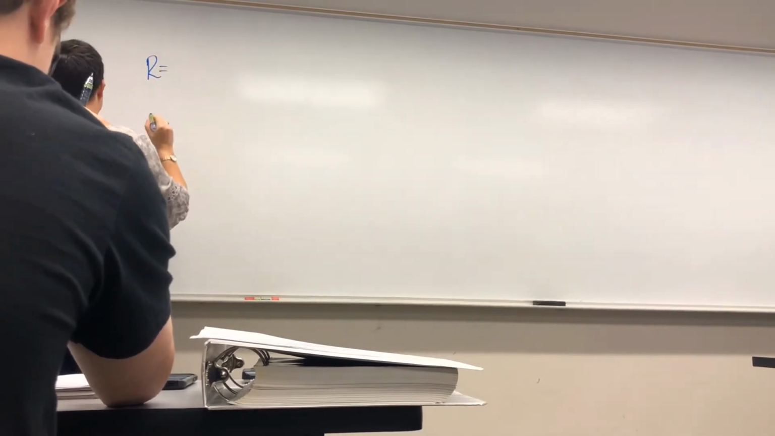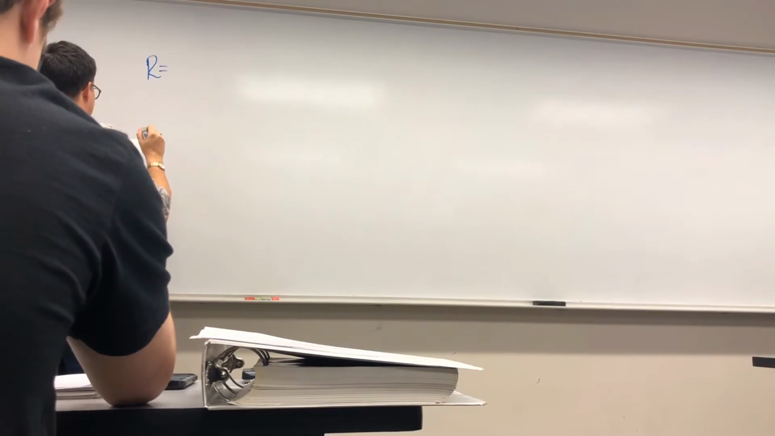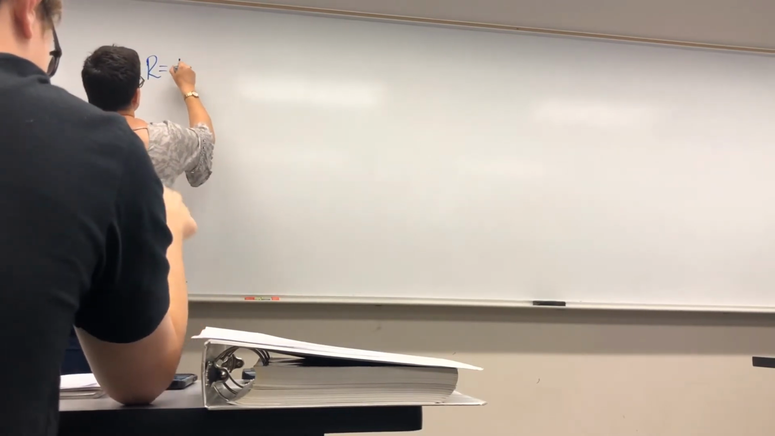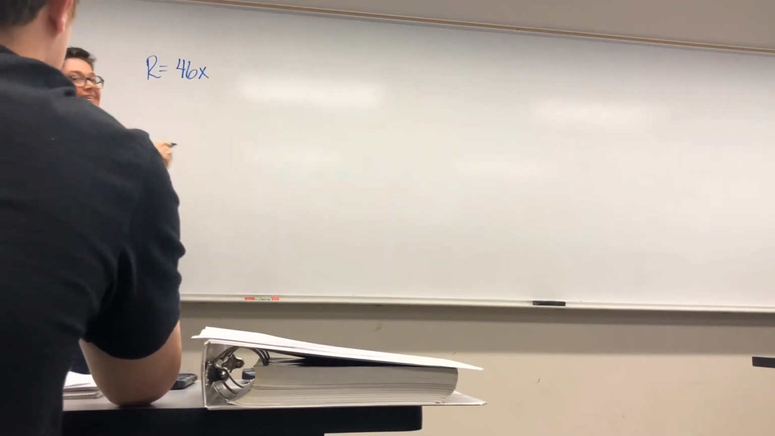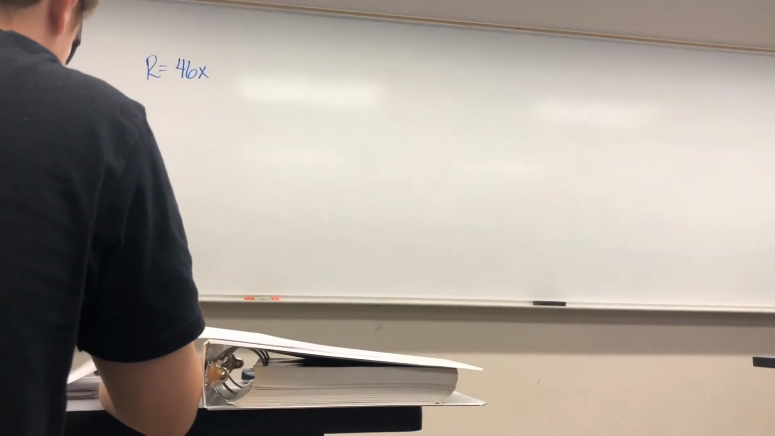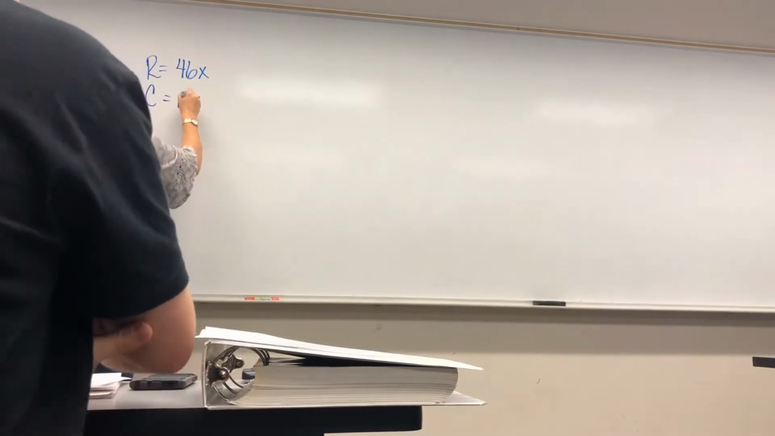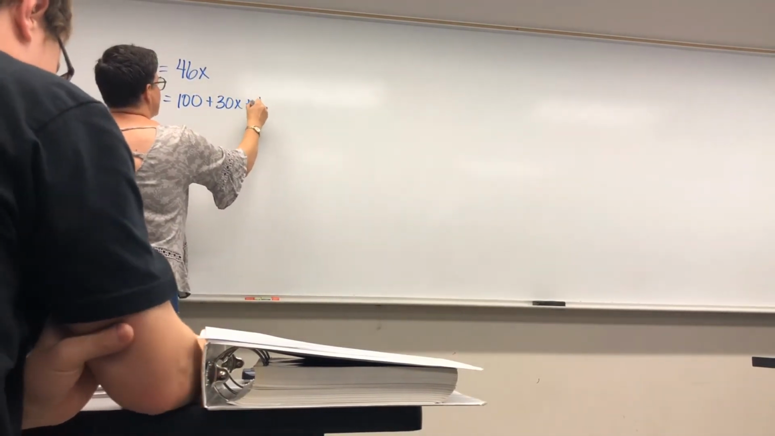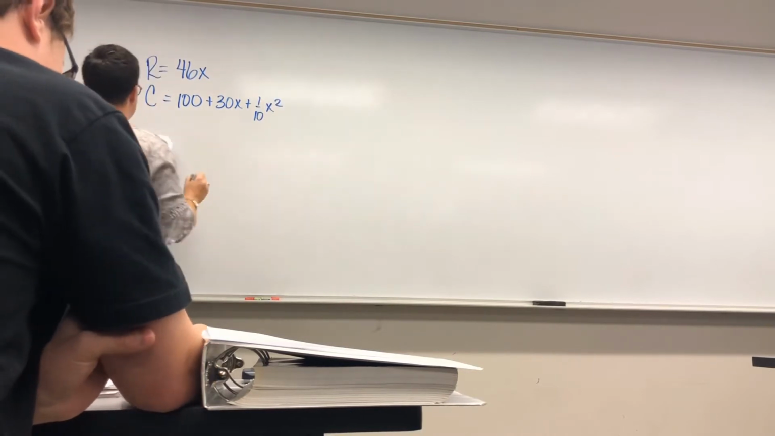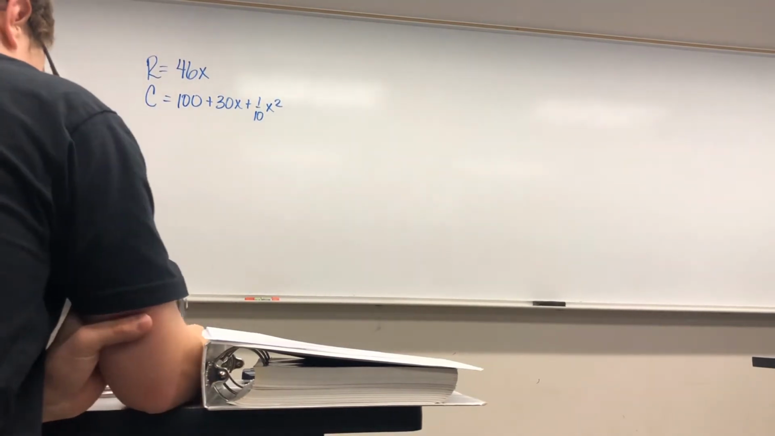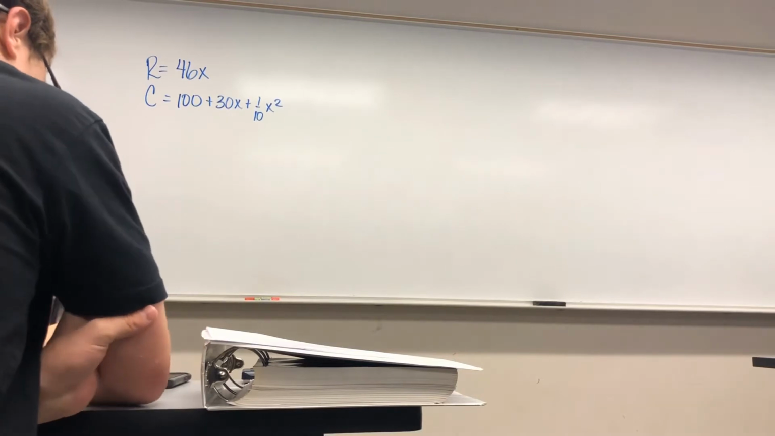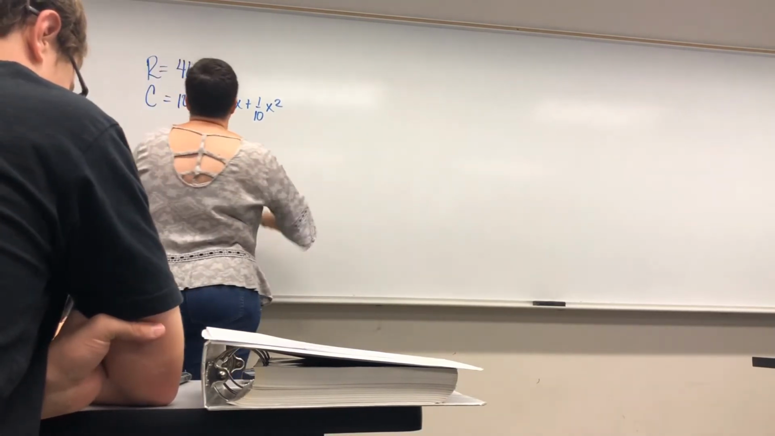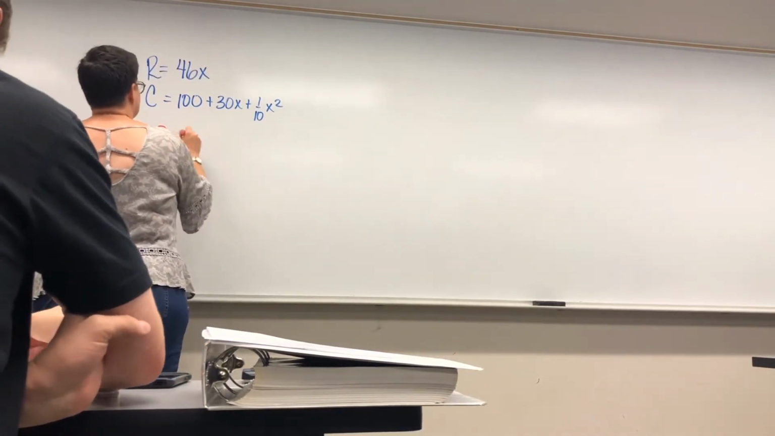Revenue, that's an expensive muffin, $46. Wow, 46X. What? They're made out of gold. Yeah, seriously, they must be made out of gold. And then include free dentures. Yeah, free dentures, that's good. So cost is 100 plus 30X plus 1/10X squared. Find the profit function. What is profit, guys? Revenue. Yeah, profit is revenue minus cost.